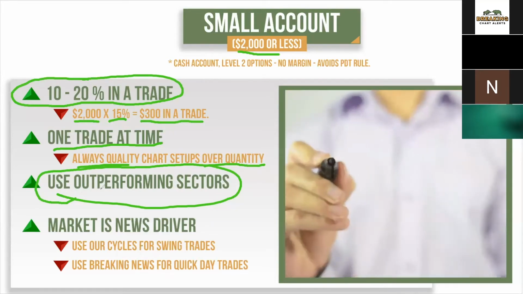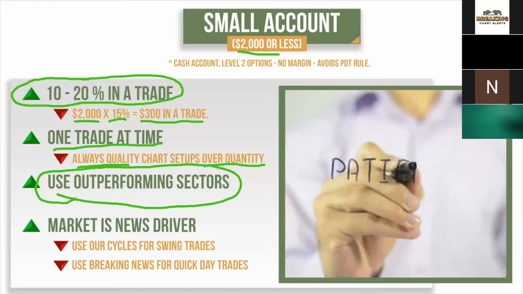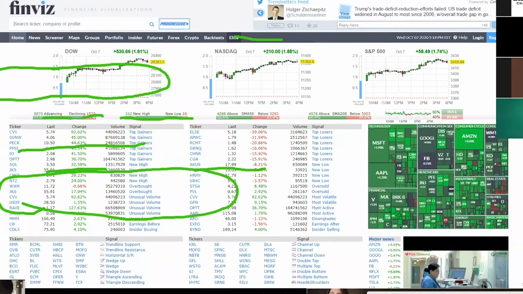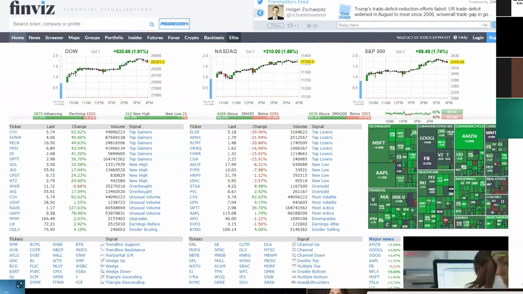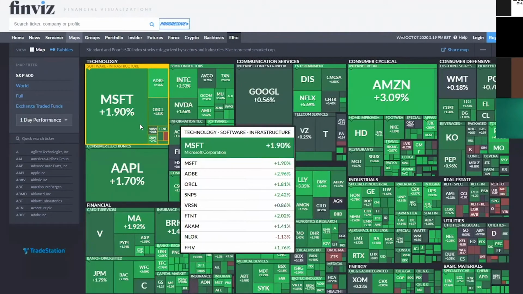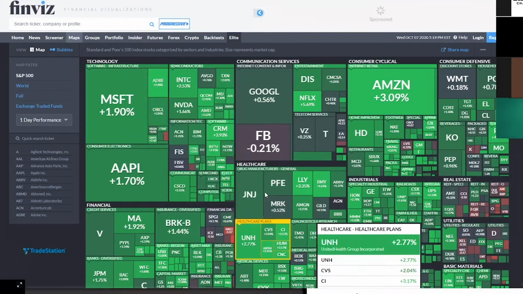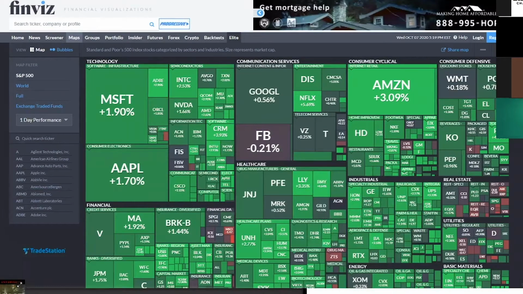Okay. And when I say look for the outperforming sectors, that's as simple as going over here to FinViz. You could look at the heat map. If you click on this here, you could see each sector and each industry within that sector. So I really want you to focus on what sectors are outperforming the market and which ones have news out that might be running higher.